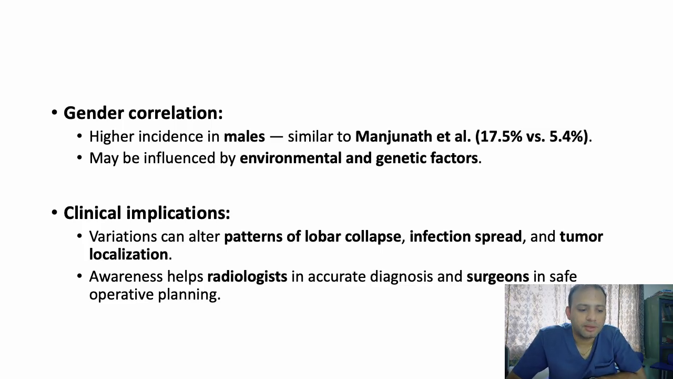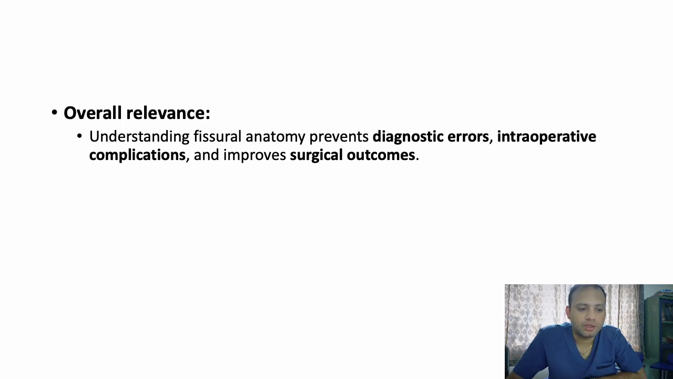And looking at the clinical implication as given by the authors, these variations can alter the pattern of lobar collapse, infection spread, tumor localization, or even the symptoms experienced by the patients. So this awareness helps radiologists in accurate diagnosis and surgeons in safe operative planning. At the base of this fissure, there is always a pulmonary artery, as I said. The overall relevance being that understanding fissural anatomy prevents diagnostic error, helps in interpreting complications, and improves surgical outcome.